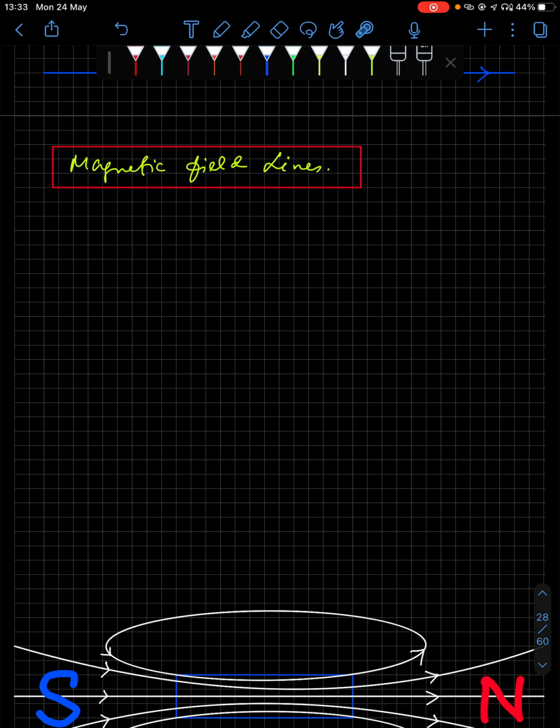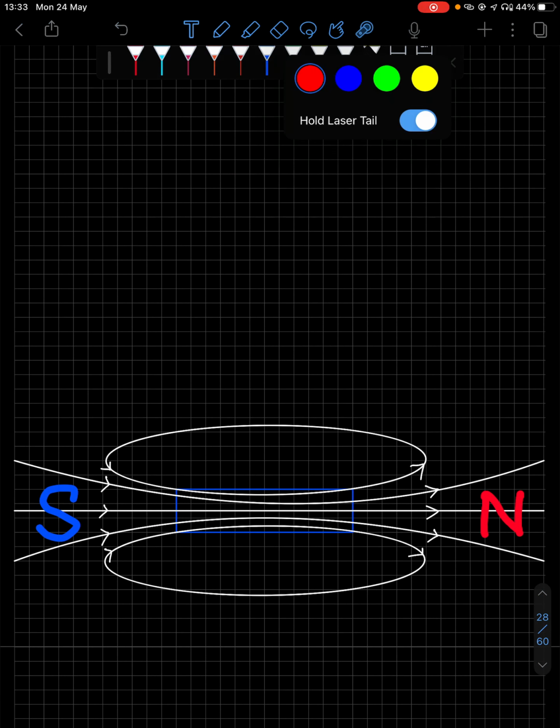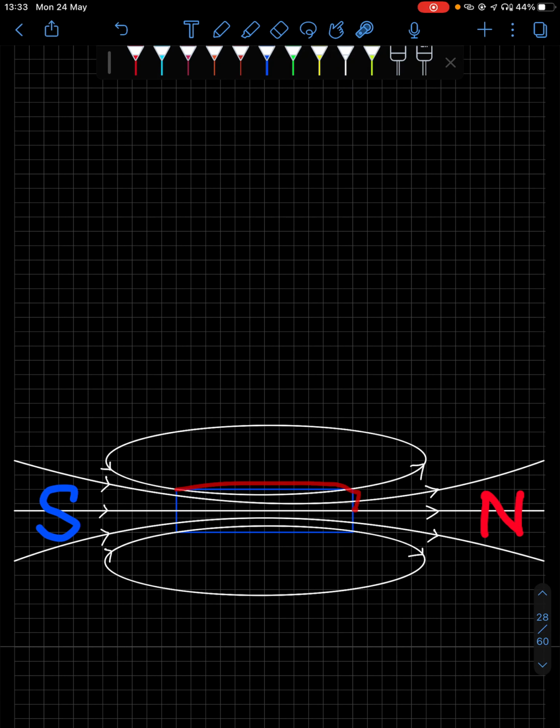So after this we have magnetic field lines. So what are magnetic field lines? Now these are imaginary lines. Here there is a bar magnet at the center, right? So this is a bar magnet. Now from the bar magnet, these are the magnetic field lines. The magnetic field lines are imaginary lines. Now if you draw a tangent at any point on a magnetic field line, the tangent will show you the direction of the magnetic field at that particular instant.